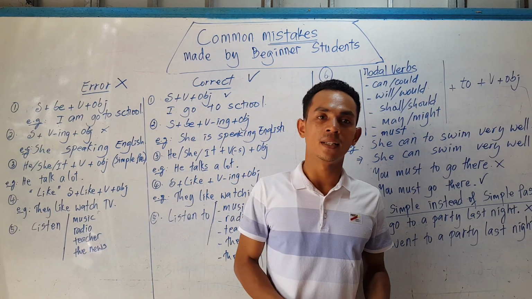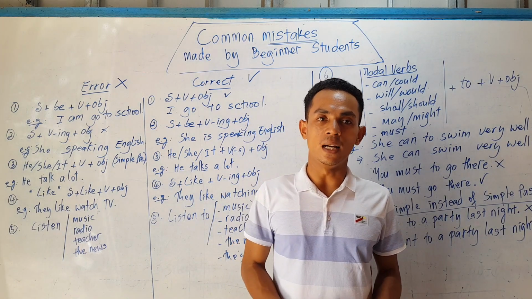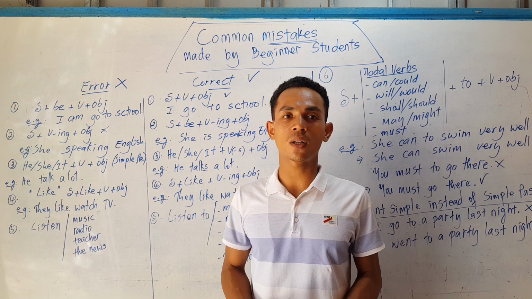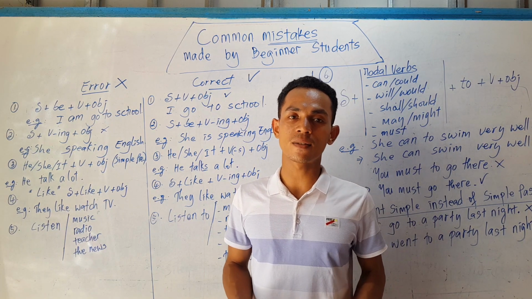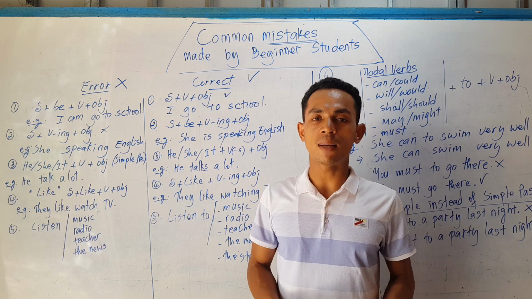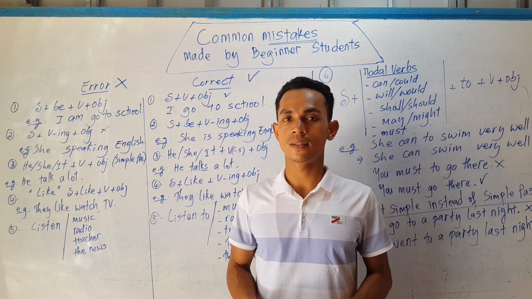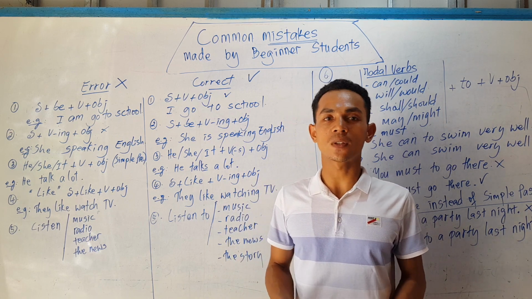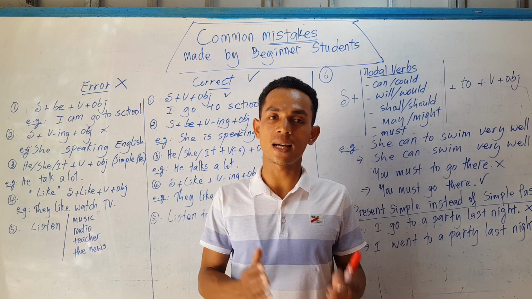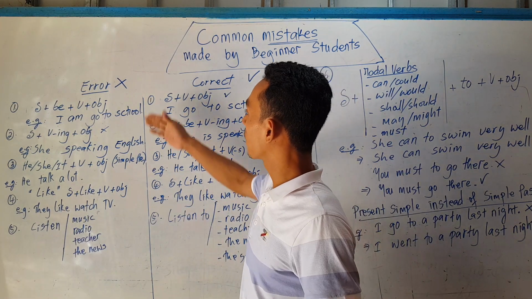Hello everyone, and today we are going to talk about the mistakes. In the lesson, we talk about the mistakes made by elementary students or beginner students. Today I'm going to highlight seven common mistakes made by those students who just start learning this. And those mistakes are these.